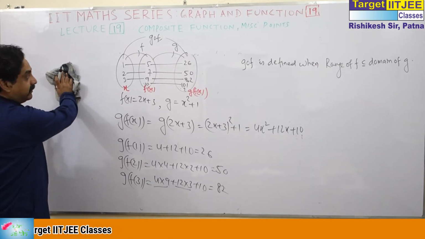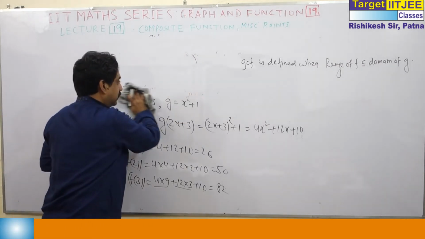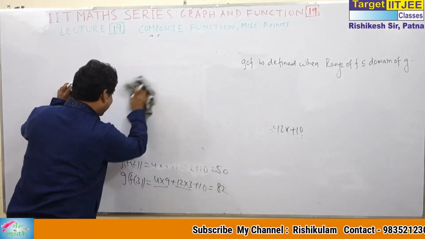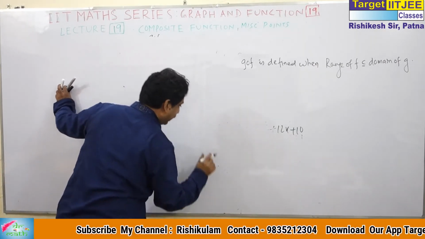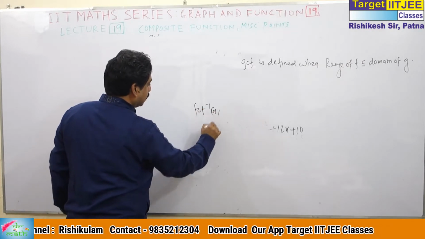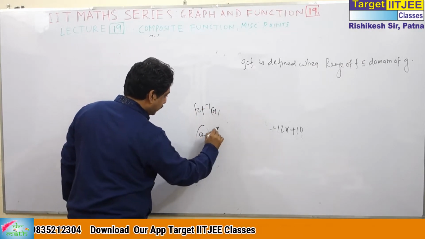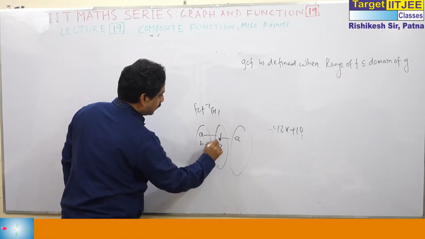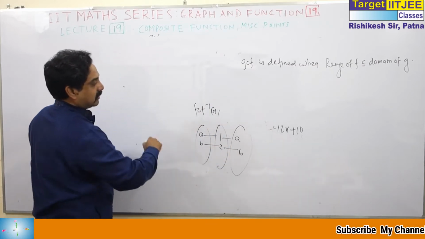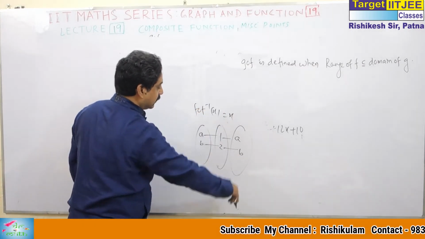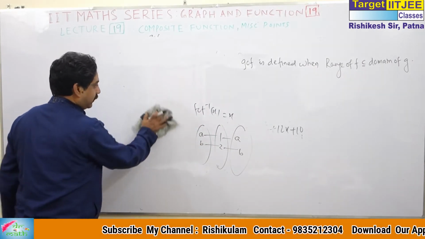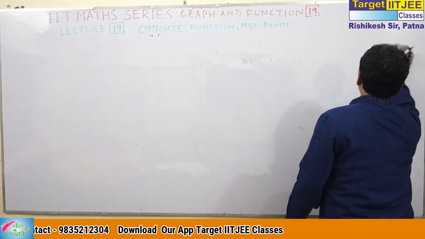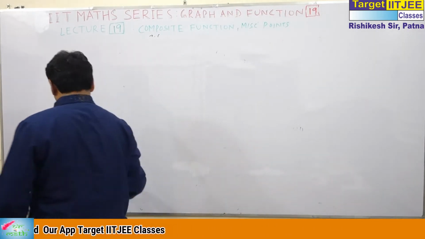What does it mean? I have written f of f inverse x. You can also see if a goes to 1, then 1 goes to a. Think on this line. If b goes to 2, inverse means what? 2 goes to b. So f of f inverse x is x, by this graphical point of view.